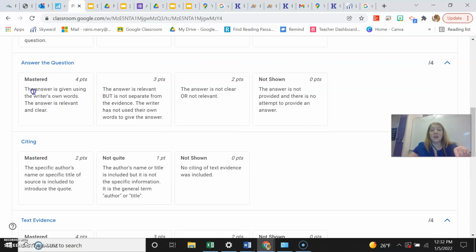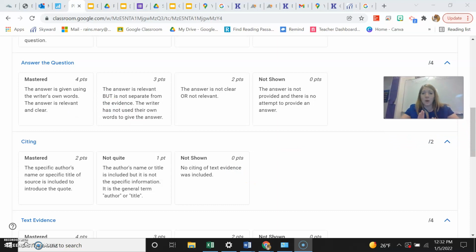Answering the question. So for this one, really, you need to answer. The answer is given using the writer's own words, so it's in your own words, and it's relevant and clear. So I'm not necessarily going to say there's a right or a wrong answer if the evidence supports it, but it needs to be on topic and it needs to be clear what your answer is. So don't pick like 2 points of view and talk about both of them. Pick one thing and go with that.